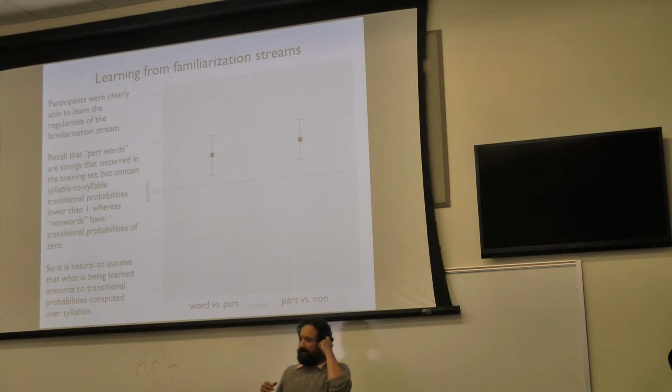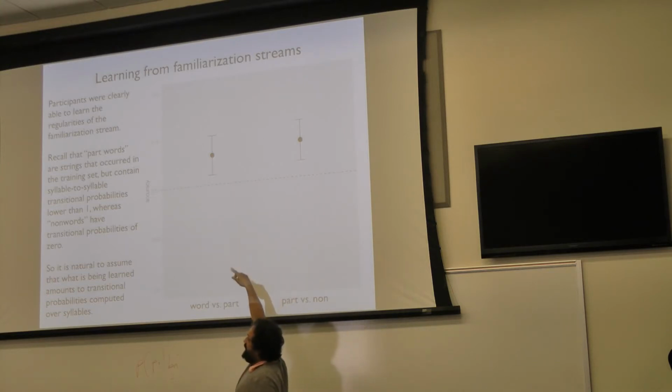But we did the experiment, right? So we asked people, how familiar was, say, pa-biku versus biku pa, right? So pa-biku is a word, like b given pa is perfectly predictable, and ku given b is perfectly predictable. Whereas if you do biku pa, well, pa given ku only has a probability of about 50%. And so that's what's intended here by word versus part word.